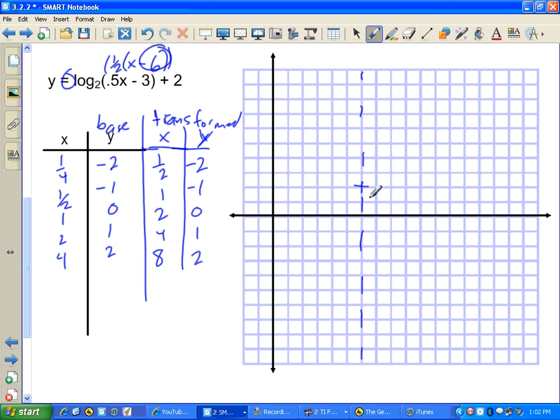And this is my movement from there. Over a half, down 2. Over 1, down 1. Over 2, down none. Over 4, up 1. Over 8, up 2. This is my transformed function. And that's how we're going to graph our logarithms.